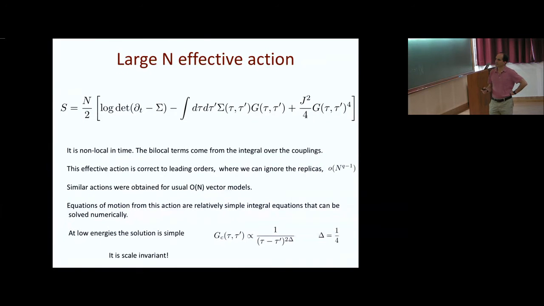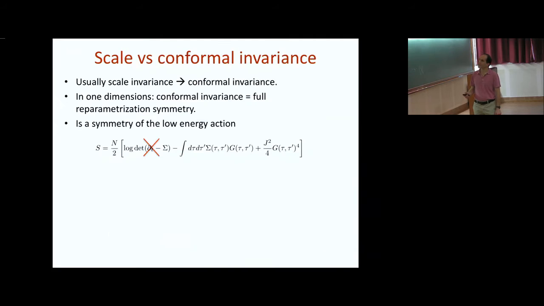Okay, so this action is correct to leading orders where we ignore the correct treatment of this order, and that's valid up to order 1 over q, I forgot the 1 over here, up to this order in the expansion. And similar actions, you can obtain similar actions for O(N) models, so you might have seen those already. So low energy, we had this simple solution.